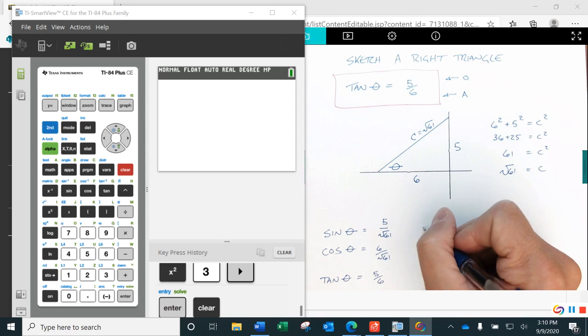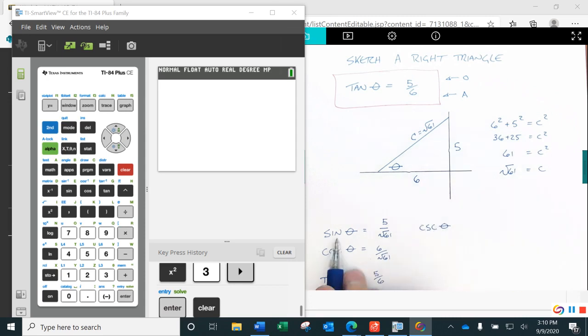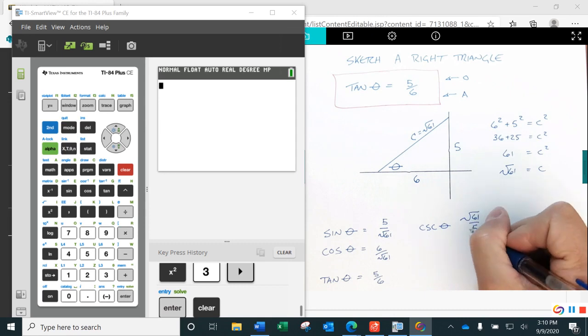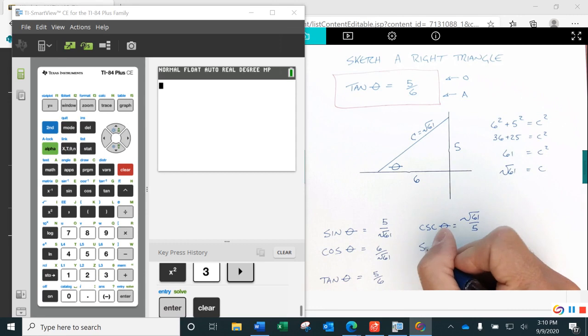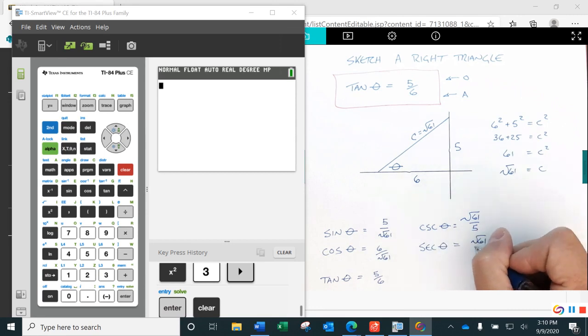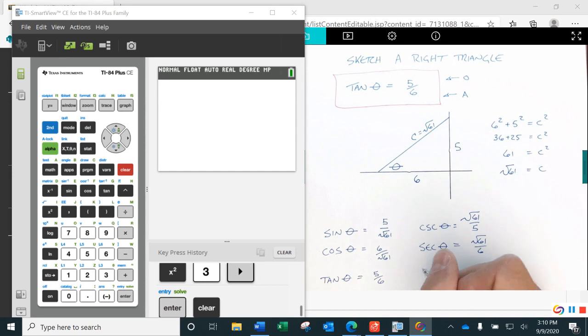Find the reciprocals. Cosecant of theta is the reciprocal of sine of theta: square root of 61 over 5. Secant of theta is equal to the square root of 61 over 6. And cotangent of theta is equal to 6 over 5.